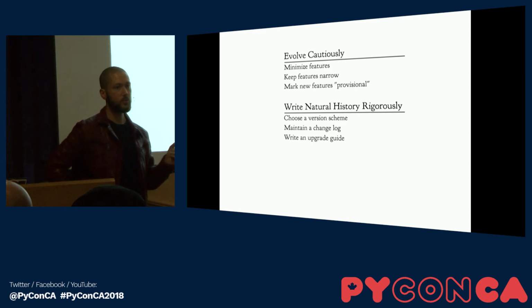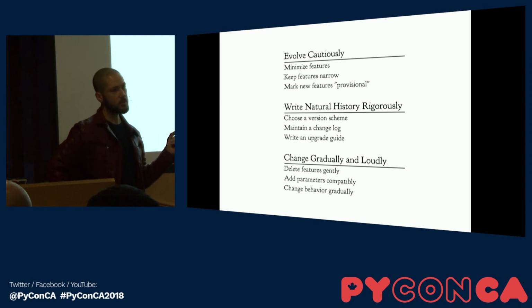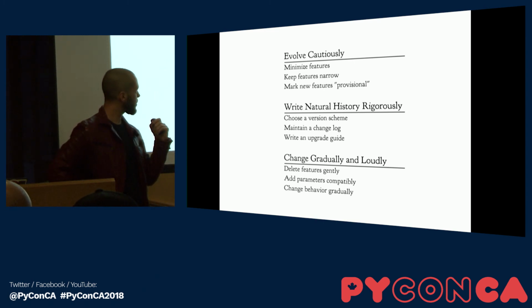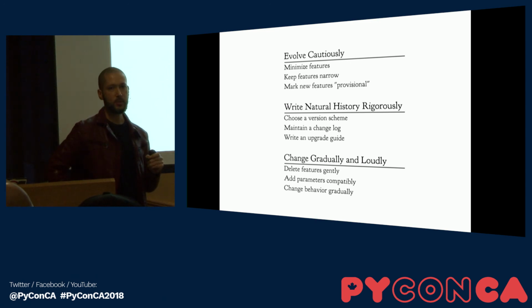Maintain your natural history very rigorously. Choose a version scheme. It's like a language for talking about the pace of a library's change, and write an upgrade guide and maintain a changelog. And finally, change gradually and very, very loudly. So delete features very gently with a deprecation cycle. Add parameters compatibly, use deprecation cycles for them, and use the star syntax as soon as you start adding parameters that you know might change in the future. And if you change behavior without changing API, do that very slowly over 2 major version bumps.